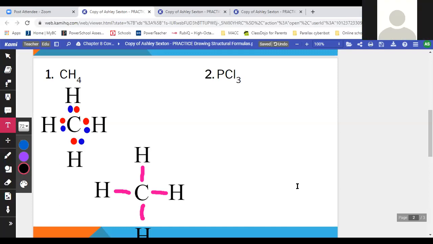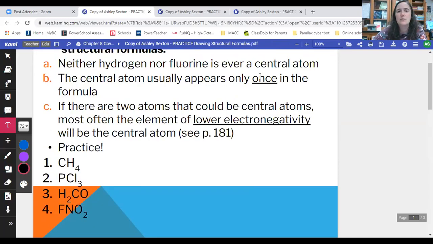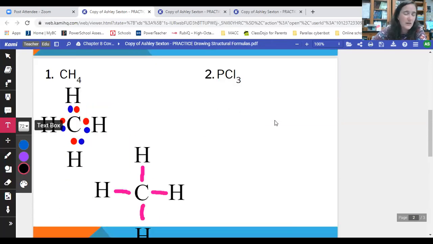All right, so the next one has phosphorus, which is P, and it has chlorine, and there's 3 chlorines. All right, Taylor, what's going to be my central atom? Phosphorus. Phosphorus, all right? Obviously, I don't have hydrogen or fluorine, so yay. So then I go to B. Central atom usually only appears once. Oh, that's phosphorus, okay? So phosphorus is going to go in the middle.